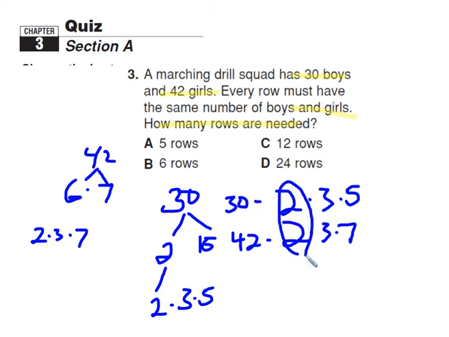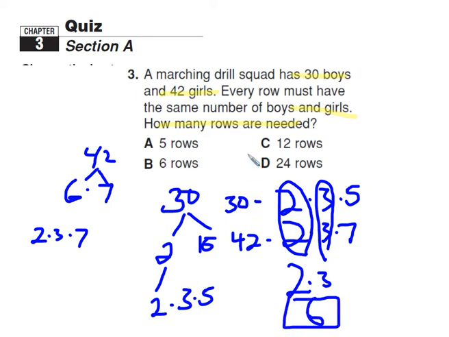2 and 2. 3 and 3, what do you know? Oop, there's no 7 up here, there's no 5, so I don't use them. And I take those two numbers, I multiply them together, I get 6. That's the greatest common factor. So we'll have 6 rows.